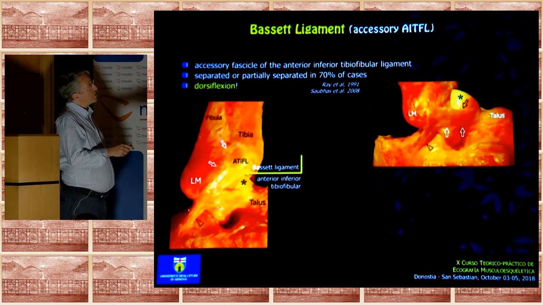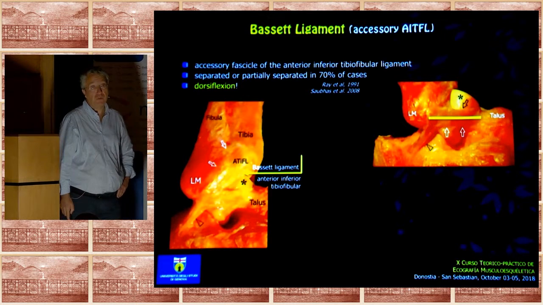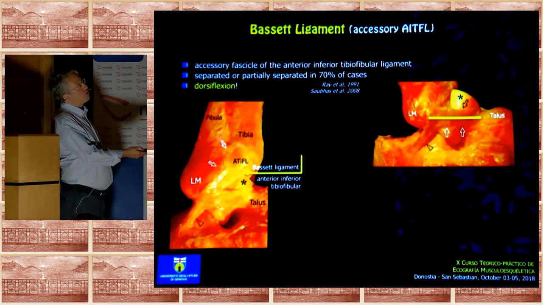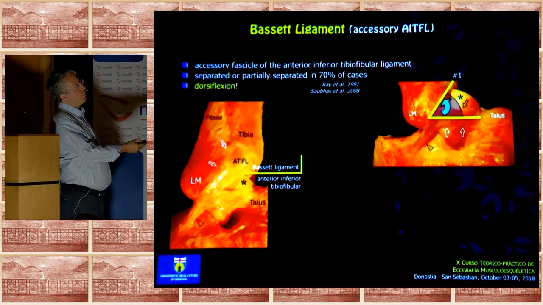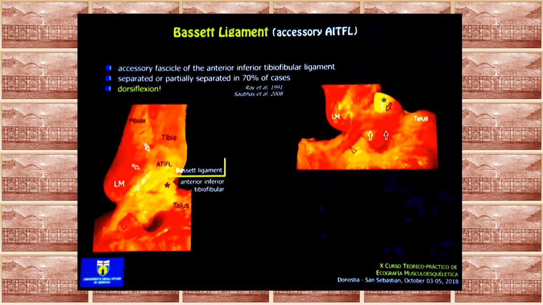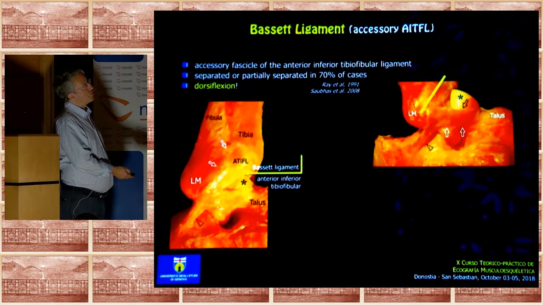The technique to image this ligament is to place the probe at the level of the anterior talofibular ligament, and then to rotate the probe up anteriorly. So the ligament disappears first, and then you pass over the cartilage investing the lateral aspect of the talar dome. As soon as the talar dome disappears, you are at the level of the anteroinferior tibiofibular ligament, and the first fascicle is the Bassett. So this is what you should do.